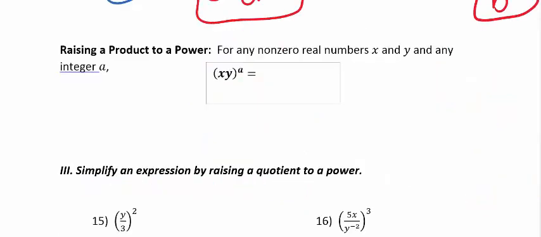So raising a product to a power: for any non-zero real numbers x and y and any integer a, x times y all to the a power is going to equal x to the a power times y to the a power.